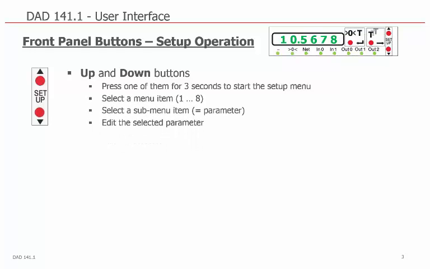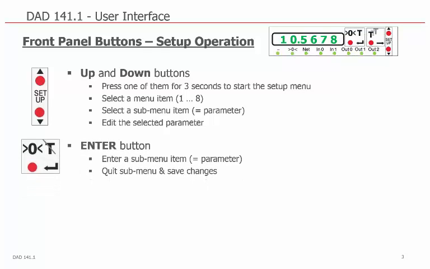Select a menu item between 1 and 8. Select a submenu item to choose the parameter. Edit the selected parameter. Enter button. Enter the submenu item parameter. Quit submenu and save changes.